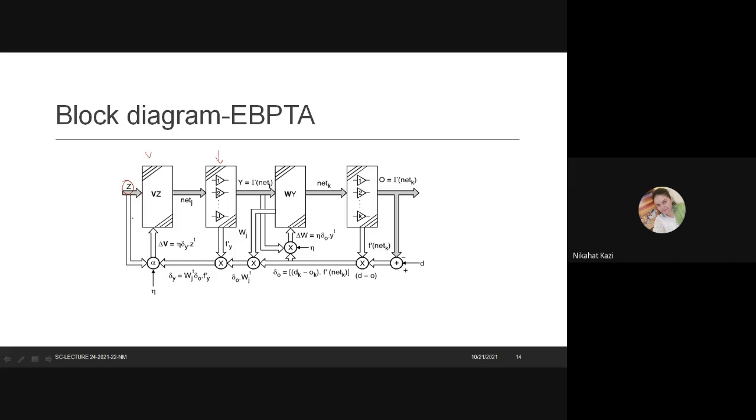Okay. So the first step is to compute net. Any kind of problem solving that you have done, what do you do first? You compute net, right? V times Z, because V are the weights and Z is the input, right? So you compute net J. Okay. First input pattern is given to you. Take that input pattern, multiply it with the weight matrix, and get the net J. Get a vector called net J. It's a vector of J values, right?